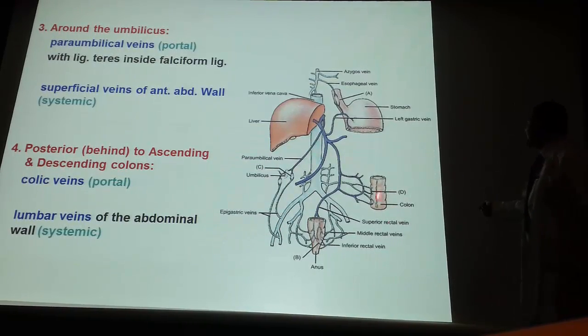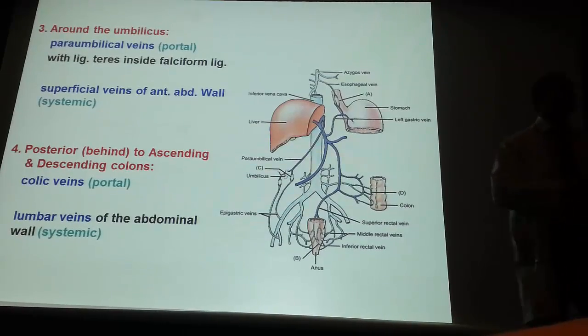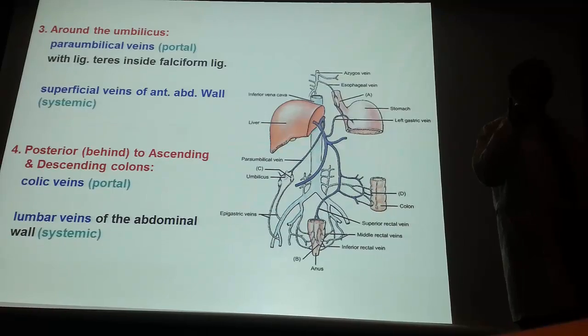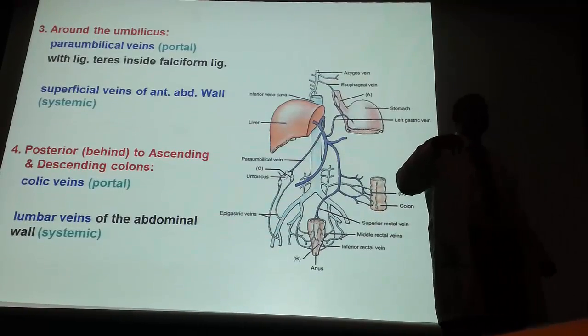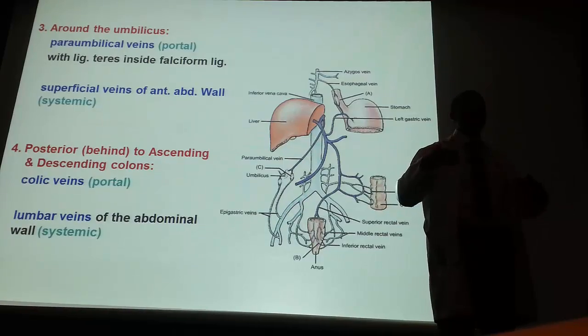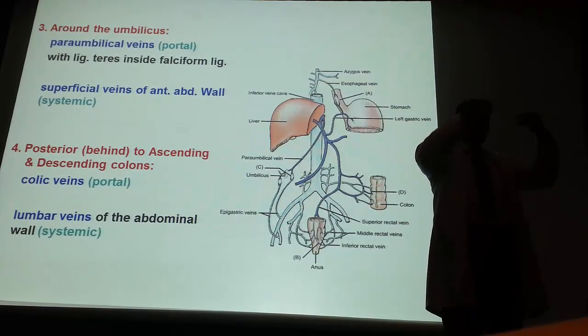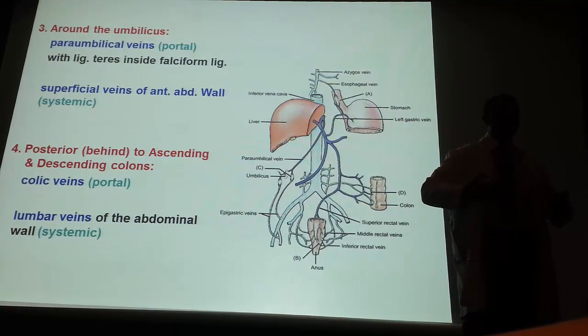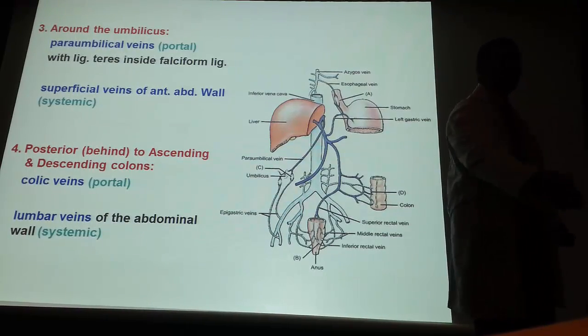Because the ascending and descending colons are retroperitoneal, not intraperitoneal like the transverse. So they lie directly on the posterior abdominal wall, on the fascia of the muscles. Where they are sitting retroperitoneally, they form a gutter. A gutter is like a tunnel, a passage. We call it a gutter.